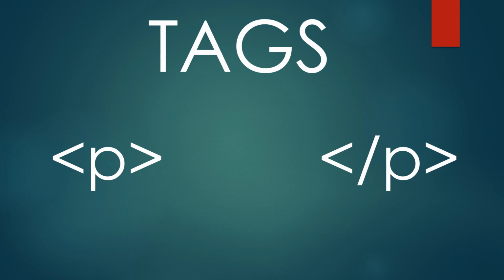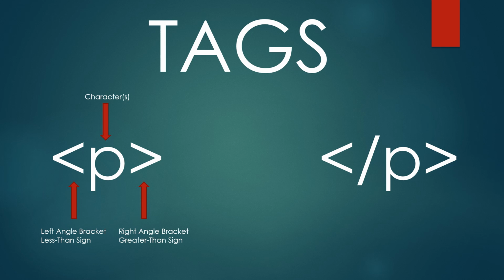So what are tags? Tags help to format your website content, both visible and invisible to the user. Here is the breakdown of the tag. The opening tag consists of the left angle bracket, or the less than sign, followed by the character or characters, and then the right angle bracket, or greater than sign.